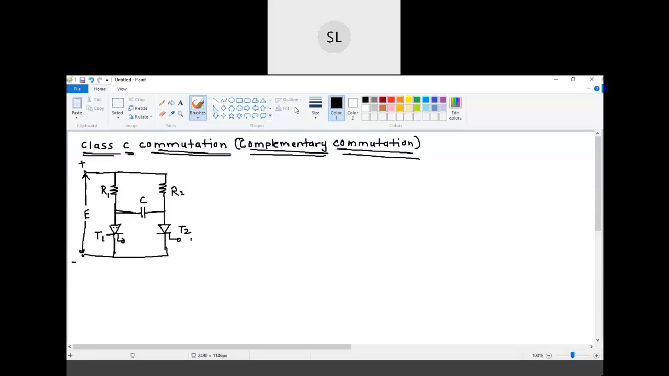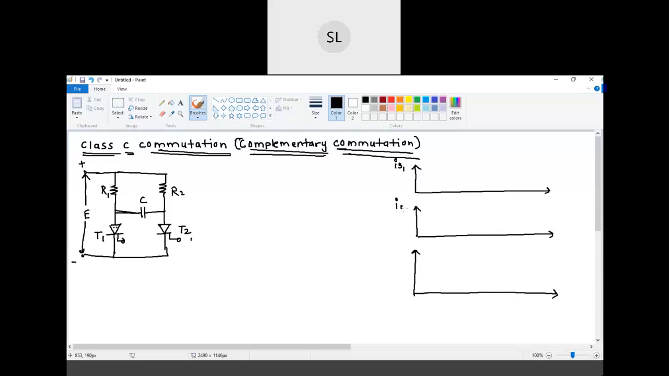So again, we'll have to draw the waveforms. Here the waveforms are not that difficult. We'll go for only three waveforms in order to avoid the complexity. I'll draw the waveforms for gate currents first of all, Ig1 and Ig2, and then we'll draw the waveform for the capacitor simultaneously, that is the voltage across the capacitor.